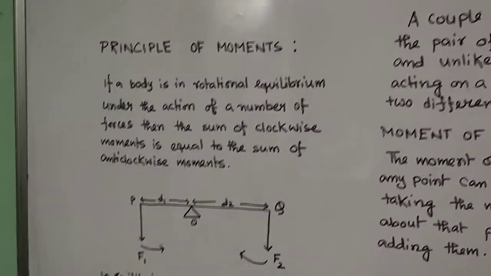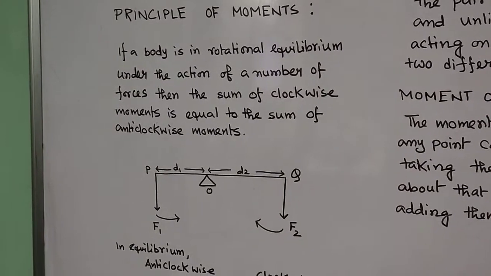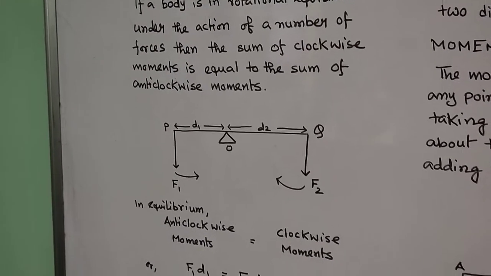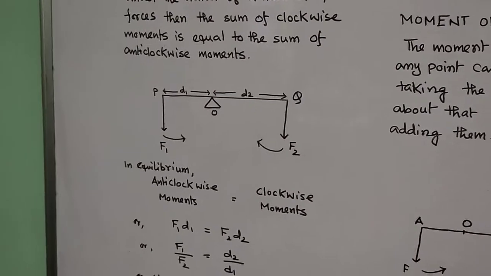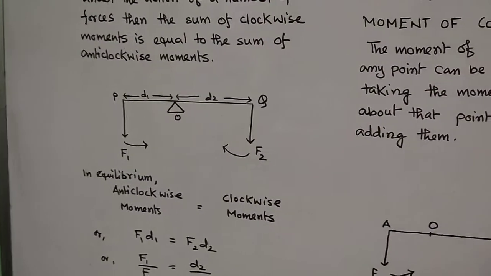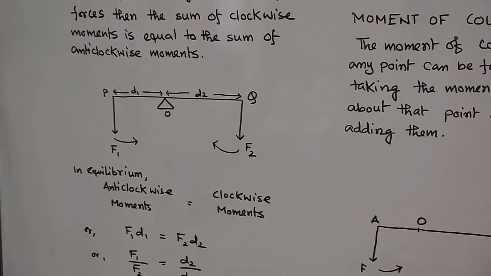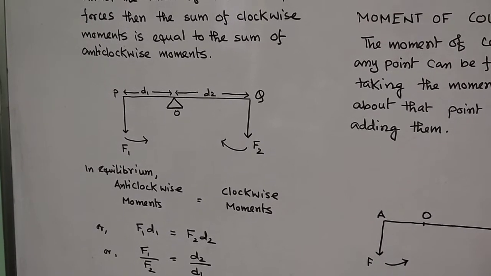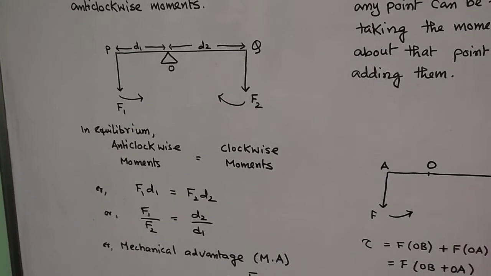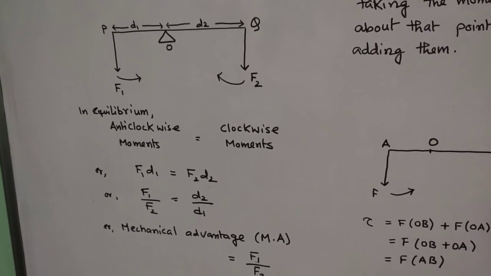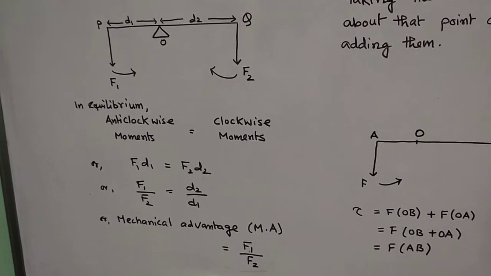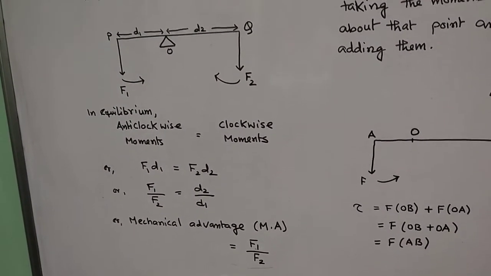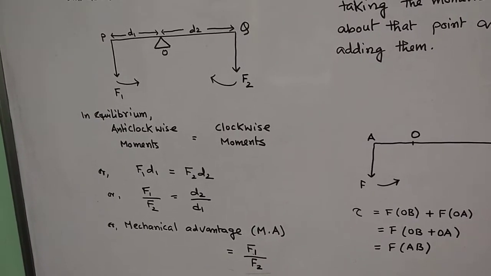So as per the principle of moments, if a body is in rotational equilibrium under the action of a number of forces, then the sum of clockwise moments is equal to the sum of anti-clockwise moments. Equilibrium means the forces are there, or the torques are there, or the moment of couple is there, but there is no disturbance. So the anti-clockwise moment should be equal to the clockwise moment. So F1 D1 equals F2 D2. So F1 by F2 equals D2 by D1. F1 by F2 is basically known as mechanical advantage, symbolized as M.A. So mechanical advantage is nothing but F1 by F2, which is D2 by D1.